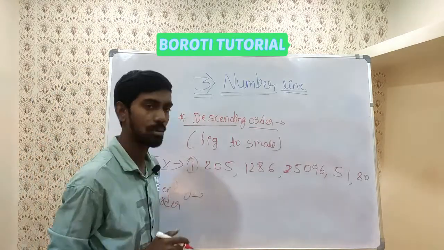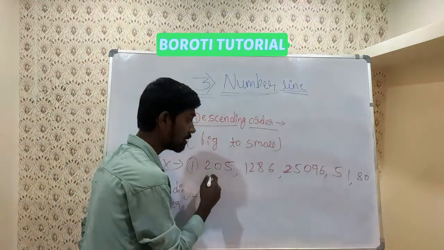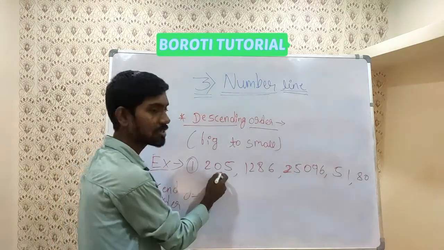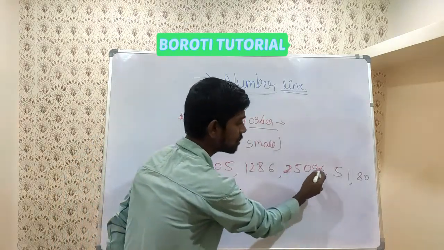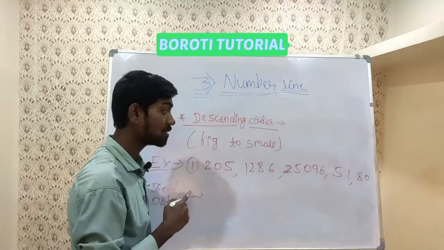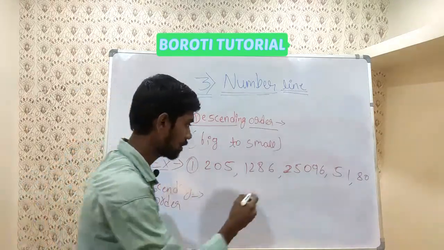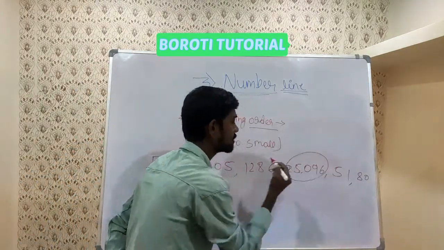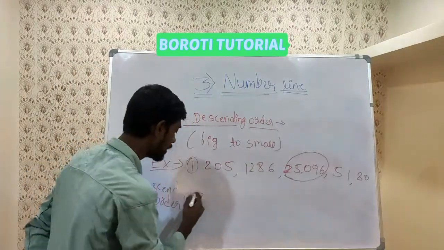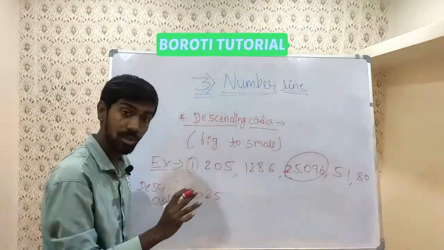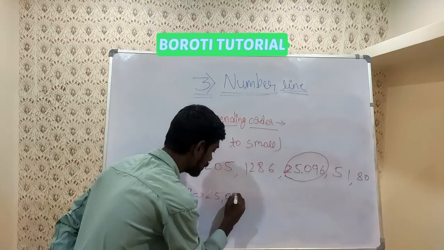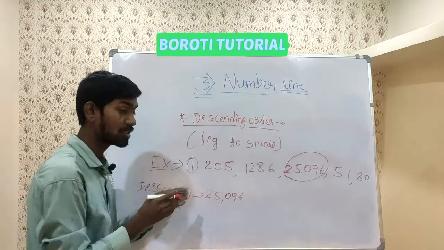Which is the biggest number among these? First we check how many digits are there in the given numbers. Here 3 digits, 4 digits, 5 digits, 2 digits and 2 digits. Out of these, which number has the highest number of digits? 25,096 has 5 digits. That's why it will be the bigger number, which is nothing but the biggest among all of them. 25,096. Now this is the biggest number.